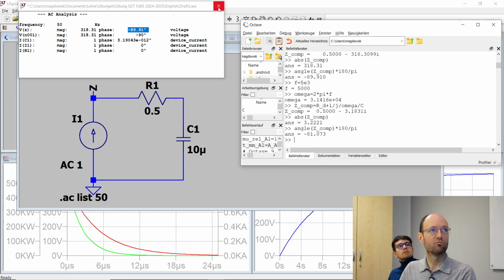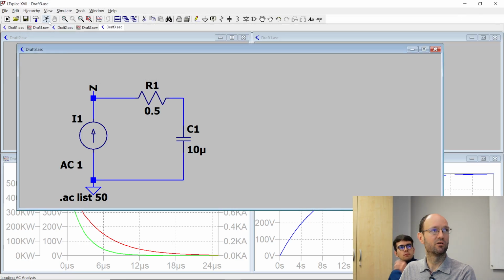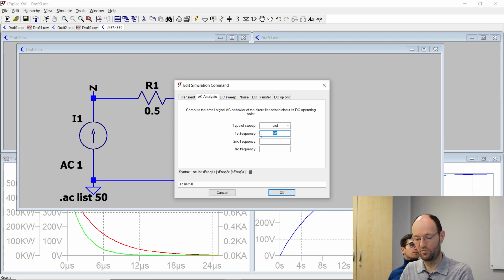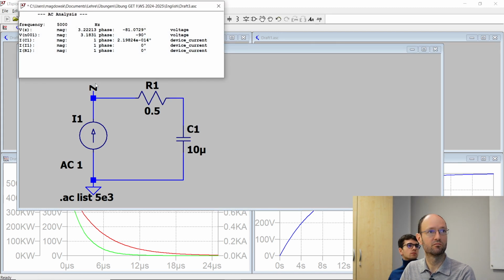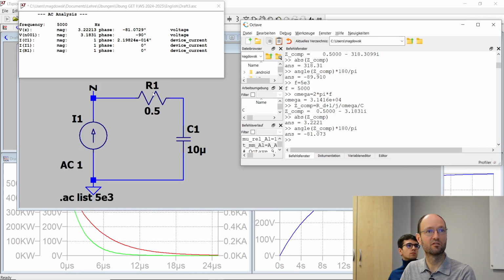And so if I edit my simulation command and go from 50 Hertz to 5 kilohertz and recalculate, this is the result there. There is my Octave result. And then you can see that it once again works pretty well. And yeah, so this would be a way in Octave and in LTspice to calculate these complex impedances.